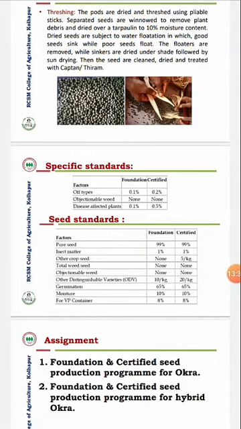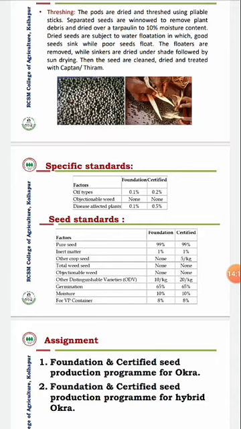Specific standards are required for okra plantation. If you see the foundation seed production program, 0.1% off-type plants are allowed. Then no objectionable weed is allowed, and 0.1% disease-affected plants are allowed. This is about the foundation seed production. But regarding the certified seed production, the off-type plants are allowed up to 0.2%. Not a single weed seed is allowed in that seed production program. And for disease-affected plants, 0.5% is allowed.